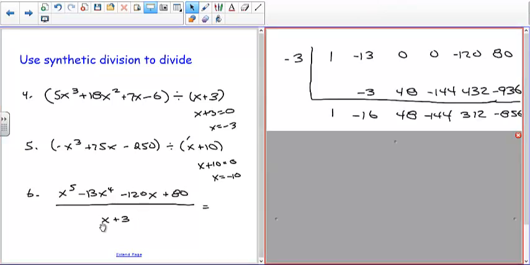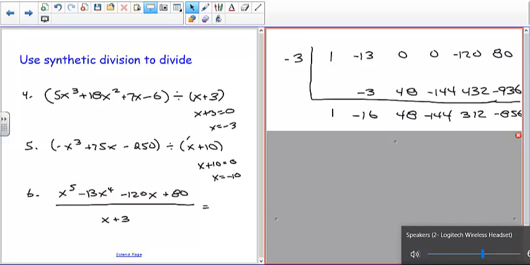Okay, so we're going to do problem number 6. And I recorded the solution. I forgot to push the record button, so I'm just going to go through it, but I'm not going to rewrite everything down. So let's work through this.